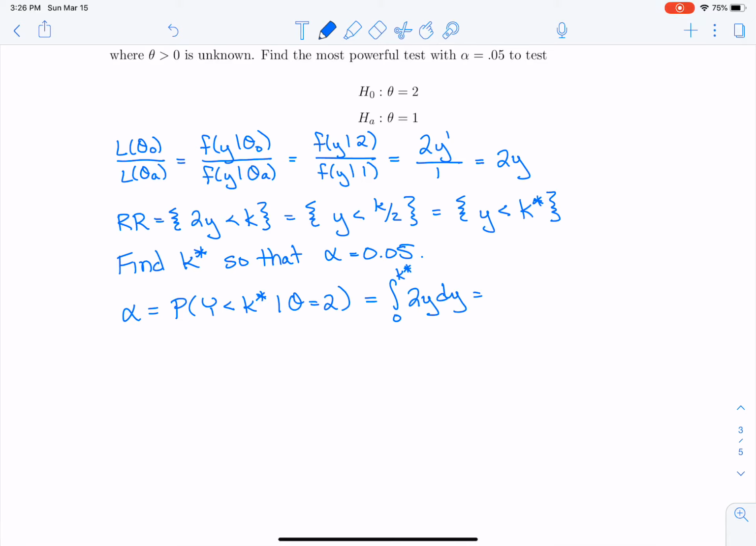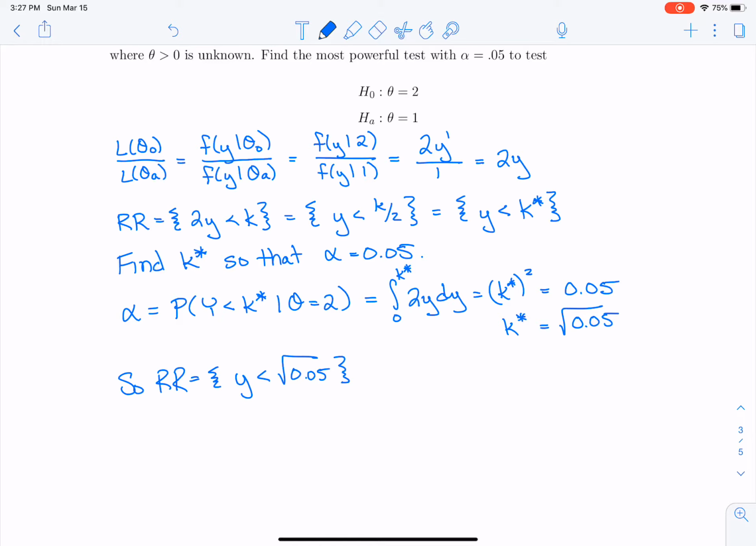Of course, that integral would be k star squared, and we're going to set that equal to 0.05. So that tells us that k star is equal to the square root of 0.05. So if we choose a rejection region that y is less than the square root of 0.05, that maximizes the power of our test.